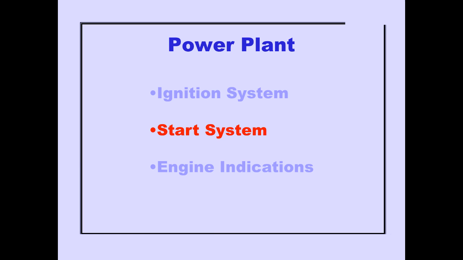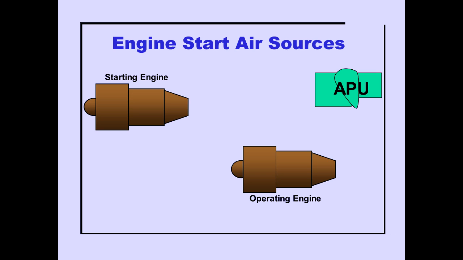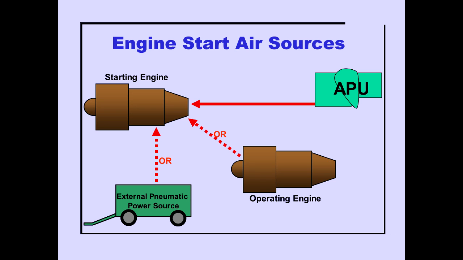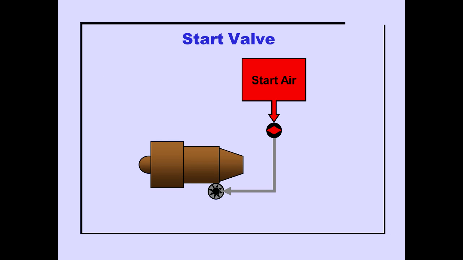Now, let's look at the engine start system. The APU is normally used to start the engines. However, a ground source or an operating engine may also be used. A start valve controls start air to an air-driven starter.